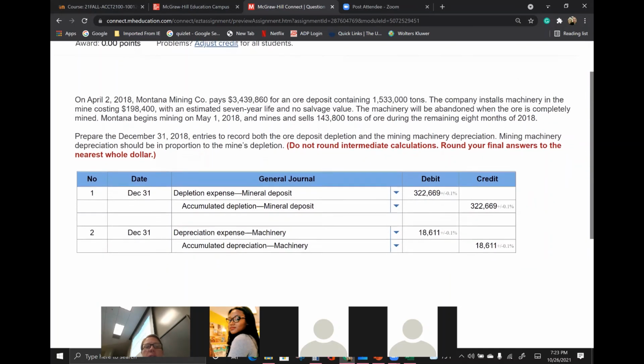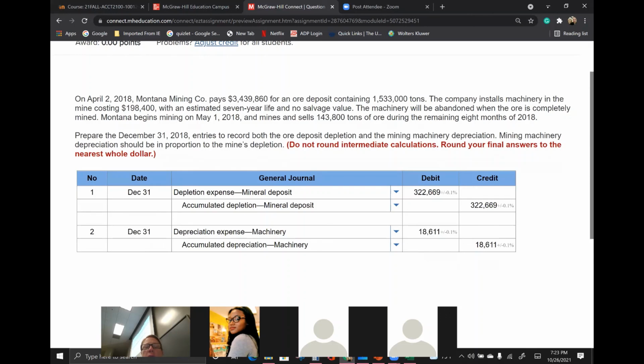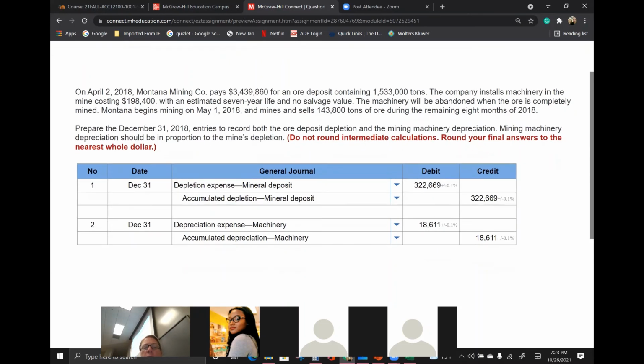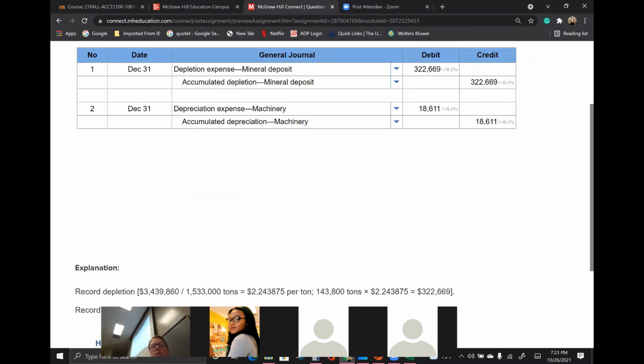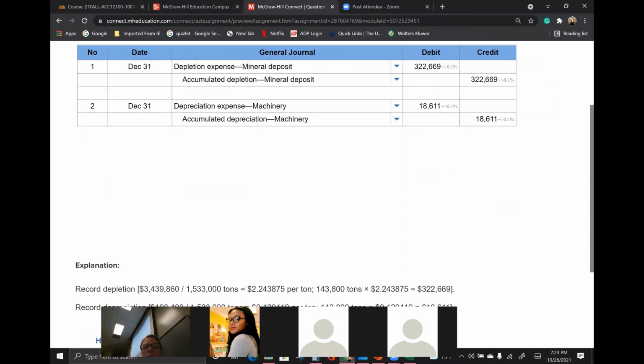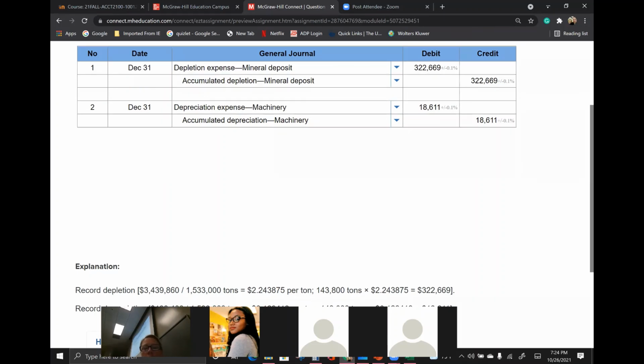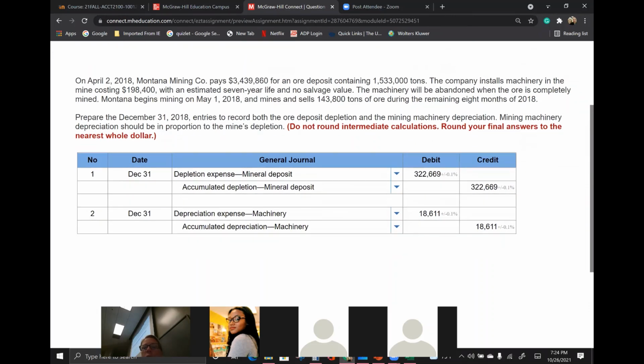All right, so let's look at the depletion first. So we have the $3,439,860. We want to divide that by the number that they told us we would be able to get out, the tons, the 1.533 million, to come up with the cost per ton. So we just divide it. It gives us 2.243875, which it'll tell you where it wants you to round, I'm sure. It wants you to round to the whole dollar.